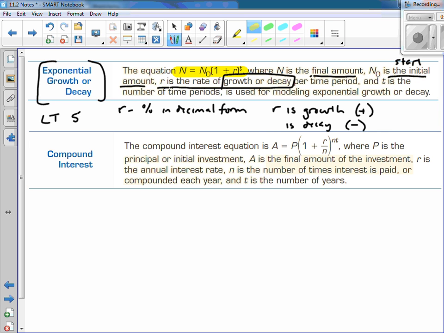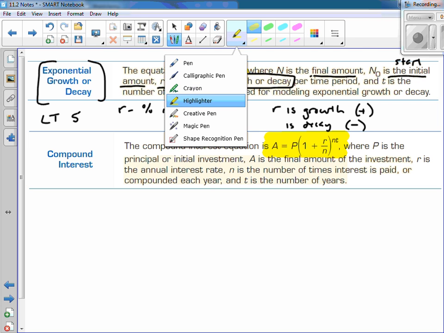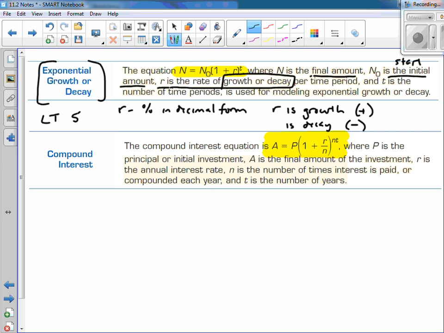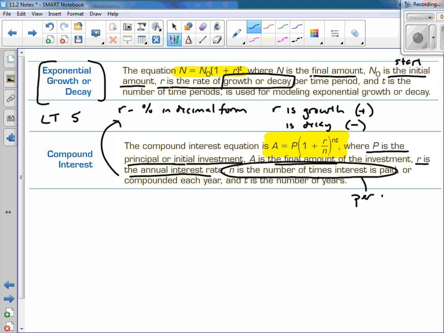A special type of problem is a compound interest problem. That's mostly when you have money, and it's going to say that it's being compounded. You have an exponential growth, but it has a certain amount of times it's being compounded each year, so it becomes a little more tricky with this equation. So again, P is the initial investment or your starting amount, and A is the final amount. R is still a rate, still needs to be written as the percent in decimal form. N is the number of times interest is paid per year.